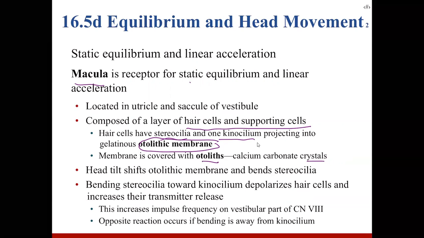Now, there's a picture. When your head tilts, this membrane, this Jell-O stuff, moves, and the weight of the otoliths in there helps it move. That bends the little hairs, or the stereocilia. When the stereocilia bend, it causes transduction, right? An electrical impulse is going to occur. It increases impulse frequency in the vestibular part of the vestibulocochlear nerve, which is cranial nerve 8. The opposite thing will happen if your head is going the other direction.